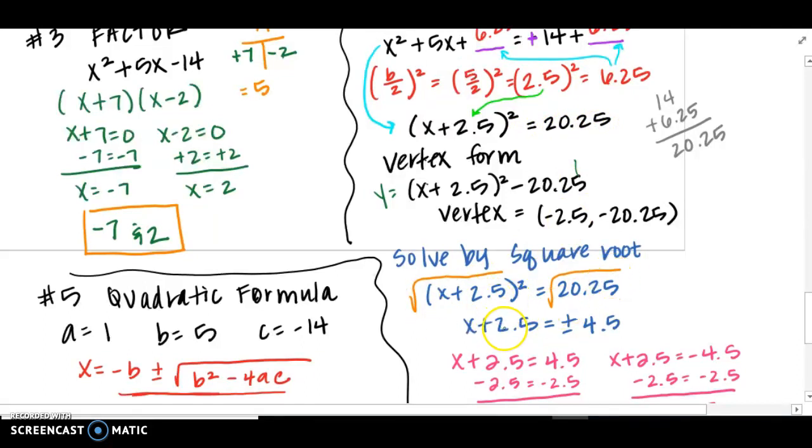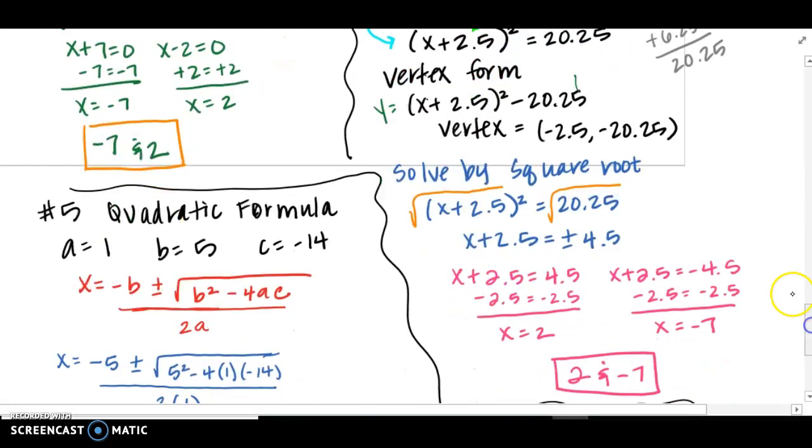X plus 2.5 equals the square root of 20.25, which is 4.5, but don't forget, you can solve for the positive root of that and the negative root as well. Subtract 2.5 from each side and x equals 2. Subtract 2.5 from each side for the other half, and x equals negative 7. Whew, this is great because it's exactly what we got when we solved by factoring, the solutions of 2 and negative 7. So just like on your performance task, you can double check your factoring by solving by square roots.